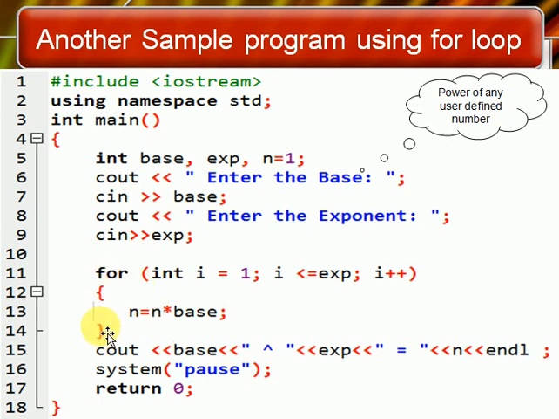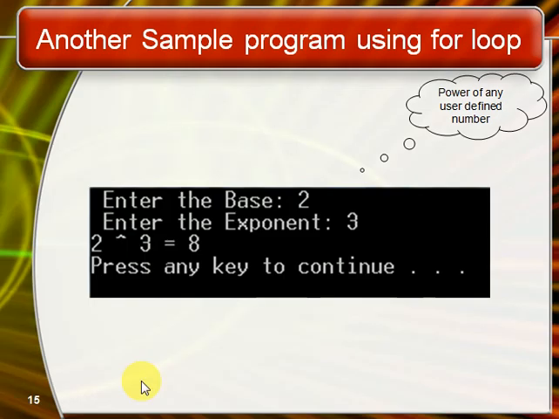When control terminates from the body of the for loop, we display the value of the user defined base and the user defined exponent, and it's the output of the power program. And these are program terminating statements. The sample output of this program: enter the base. For example, suppose the user enters a value 2, then enter the exponent. Suppose the user enters a value 3, then 2 power 3 is 8. 8 is calculated within the for loop.